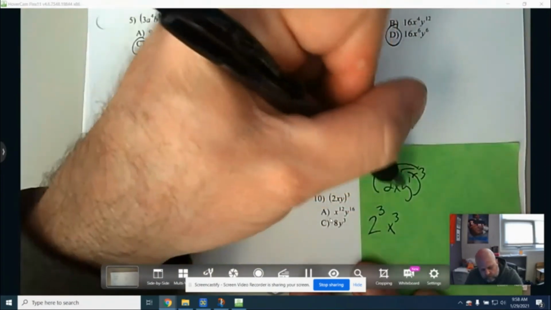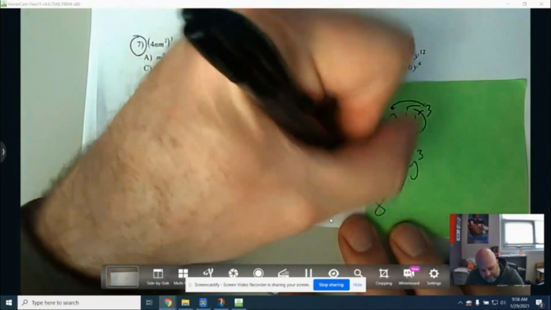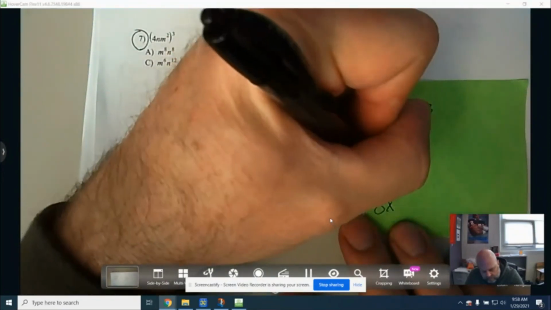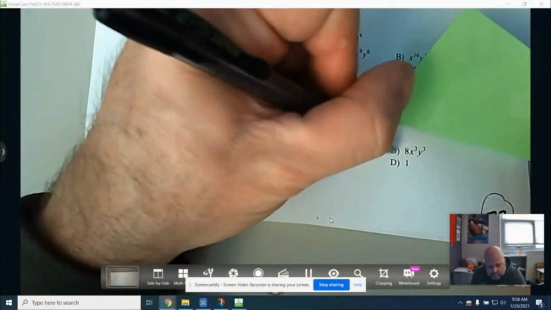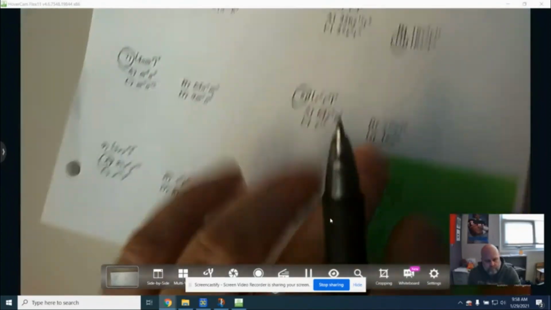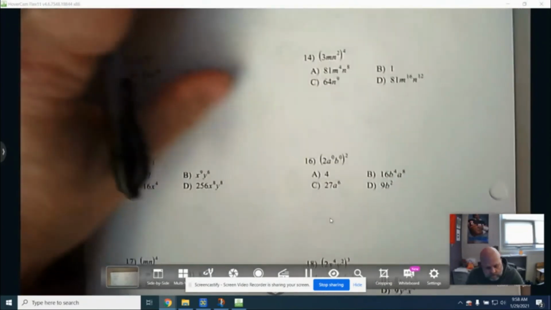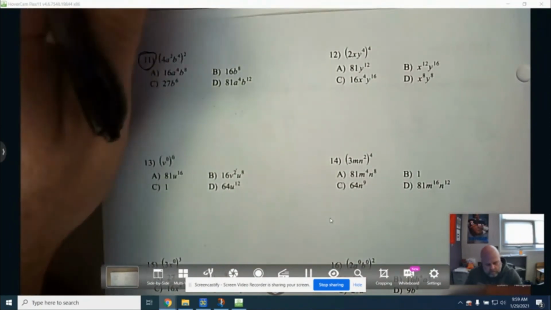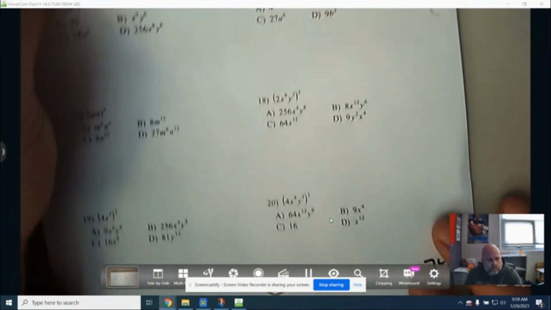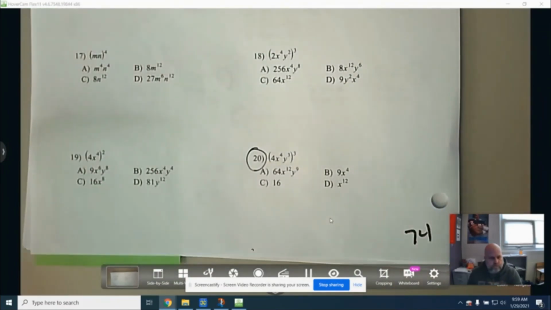Y, 1 times 3, so that's 3. And the only thing I need to do now is to figure out what 2 cubed is, which I know is 8. So I get 8, x cubed, y cubed. And checking my answers, that's letter B. All right, turn the page over. And yeah, you guys do 11. And I'm going to have you guys go all the way through number 20. I think you guys know enough now to knock this out. So 11 through 20, go ahead.